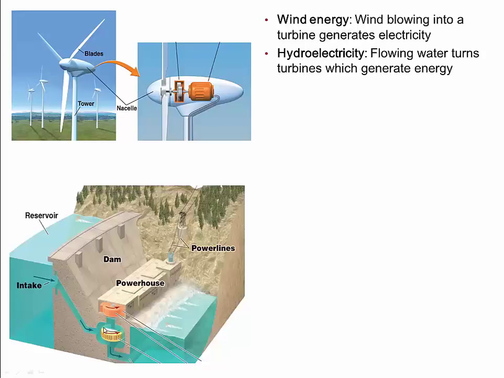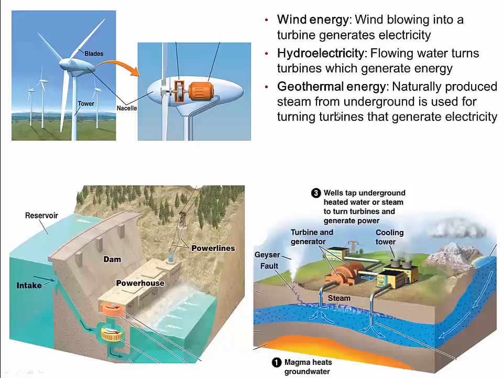Hydroelectricity uses flowing water. So if you have a good fast river, what we do is build a dam so that a lot of water collects in the reservoir behind the dam, and then allow water to flow from the dam at a very high speed. When that water flows at a high rate, it turns a turbine, and when the turbine turns, the power is generated in the powerhouse and electricity is distributed.